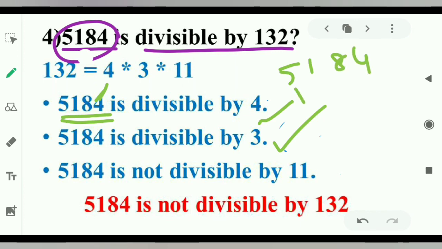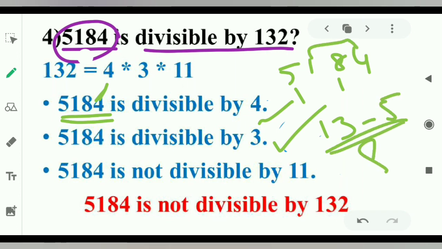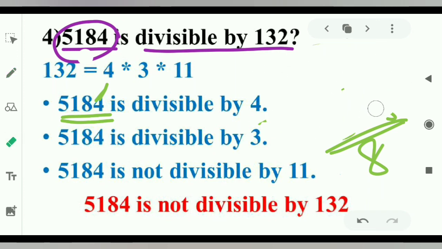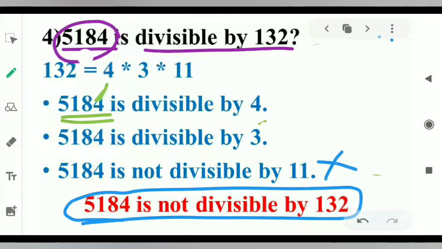What is the sum of odd placed digits? 5 plus 8, 13. What is the sum of even placed digits? 1 plus 4, 5. 13 minus 5 is 8. 8 is not a multiple of 11. So it means that 5184 is not divisible by 11, so 5184 is also not divisible by 132.